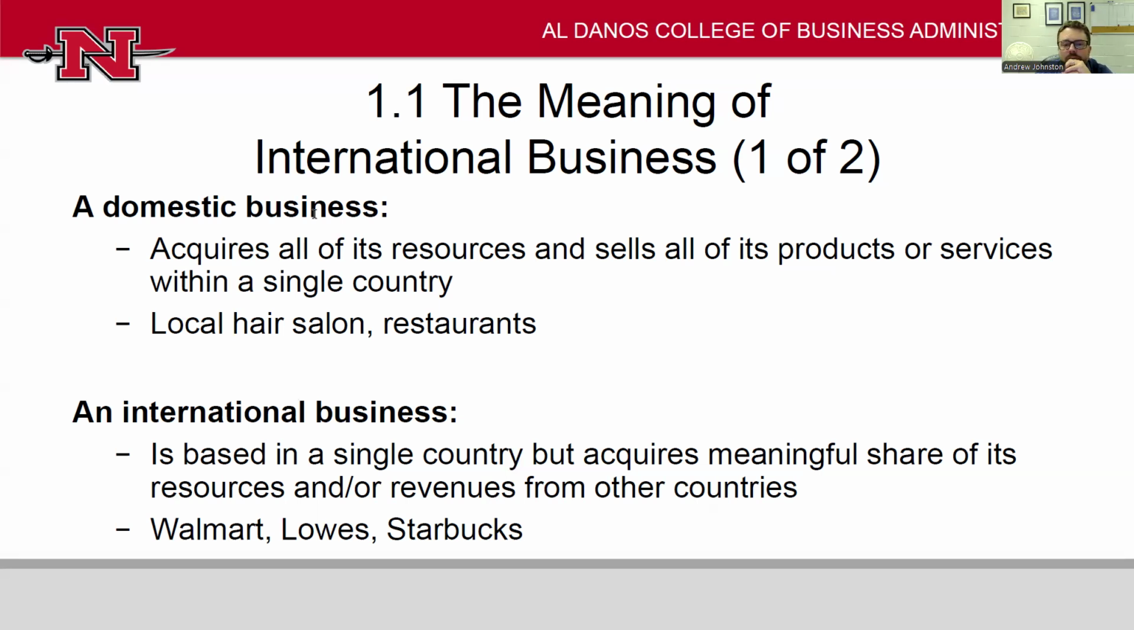So here we think about, for example, your local hair salon or a restaurant that does things locally. An international business is based in a single country, but has a meaningful share of its resources or revenues from other countries. So places like Walmart, Lowe's, and Starbucks, they are all American companies. They have America as their home country, but they have, for example, retail locations in the case of these firms in other countries. I can go to Walmart in Canada, I can go to Starbucks in England, and so they generate revenues in other countries.